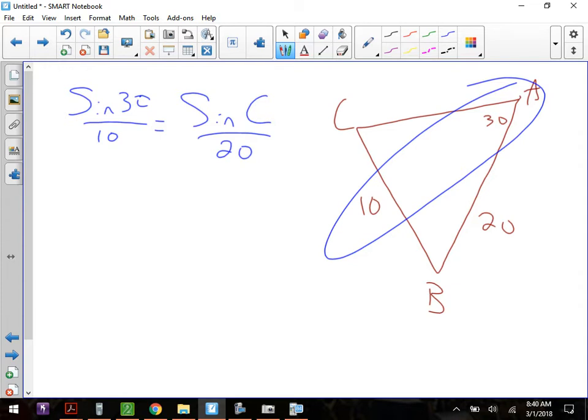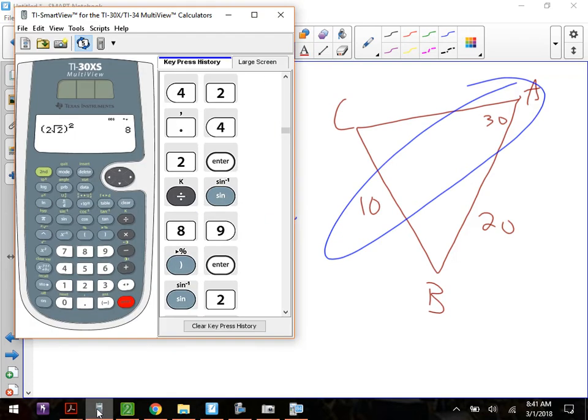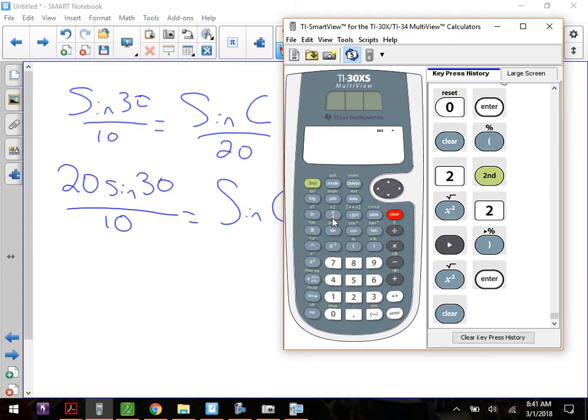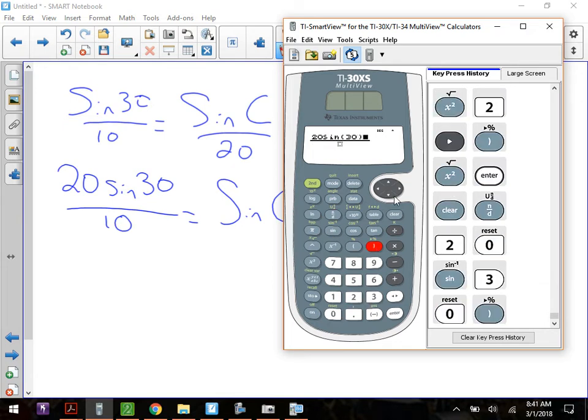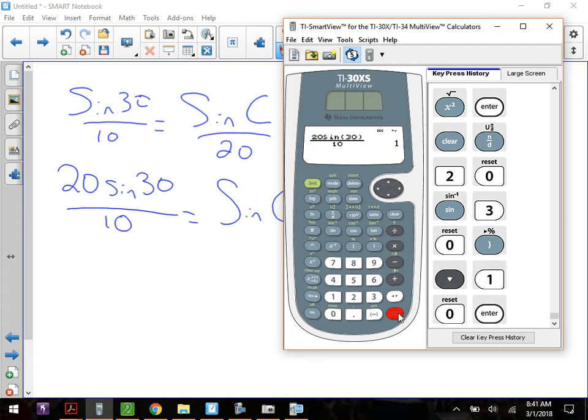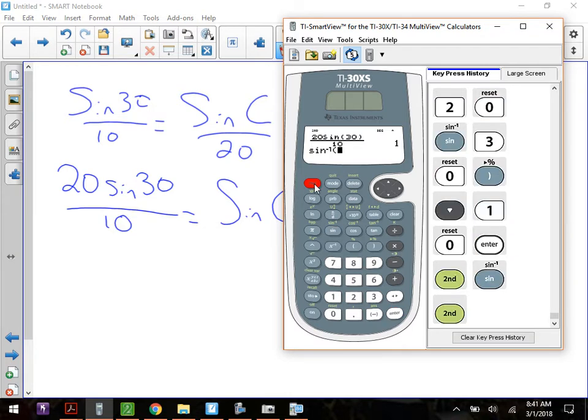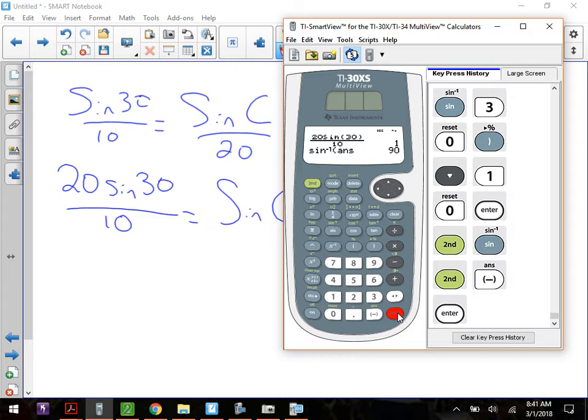When we're solving for the angle, we just have to move the one denominator. You don't have to do any extra stuff after that. So we get 20 sine of 30 divided by 10 equals the sine of C. So in my calculator, I press a bunch of buttons. We have fraction bar, 20 sine 30 over 10, and I get 1. And now I have to figure out what angle has a sine of 1. So I inverse sine of my angle, and lo and behold, what do we have?